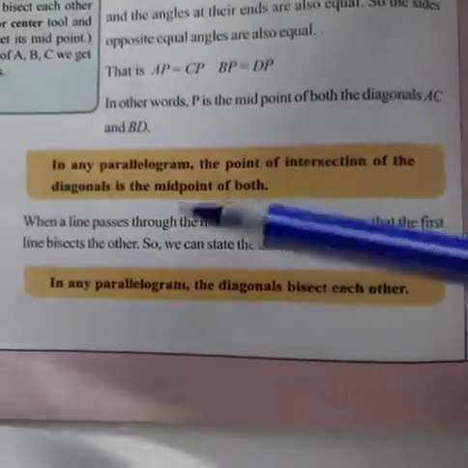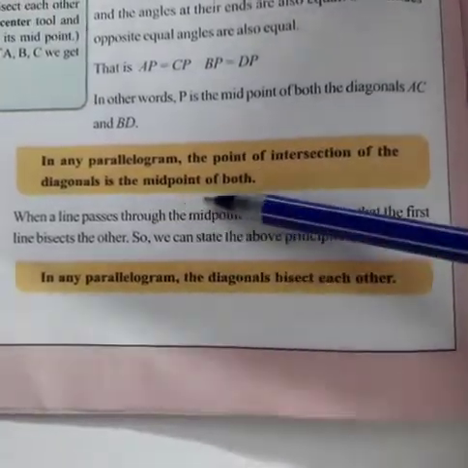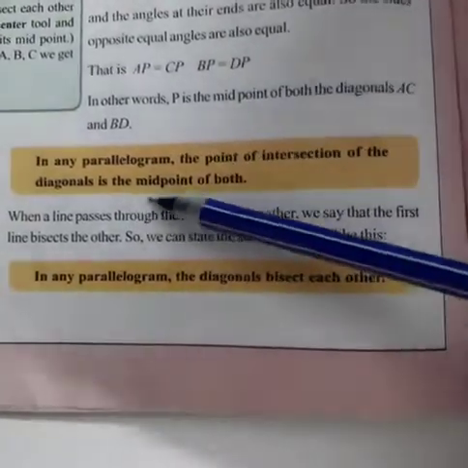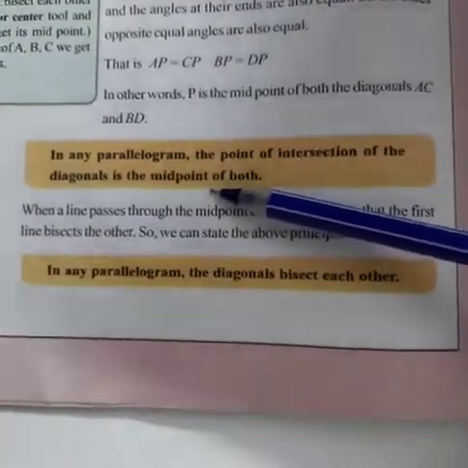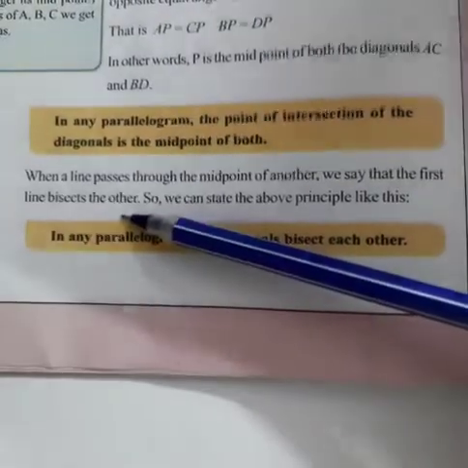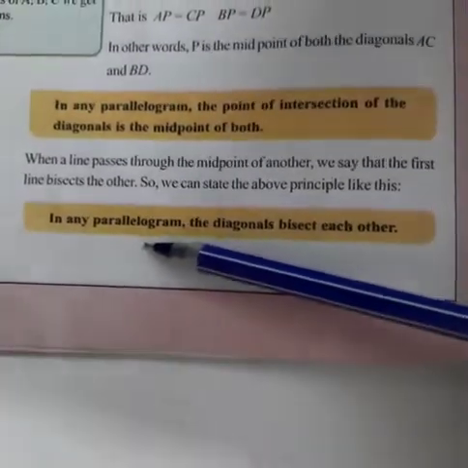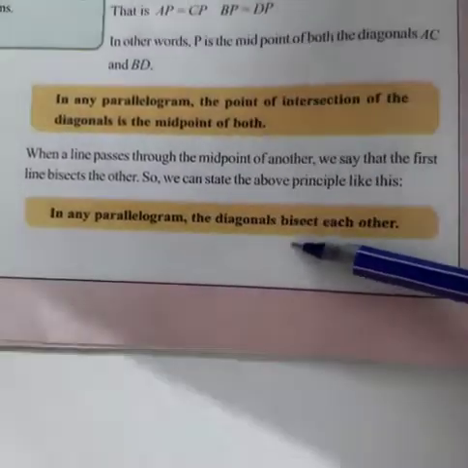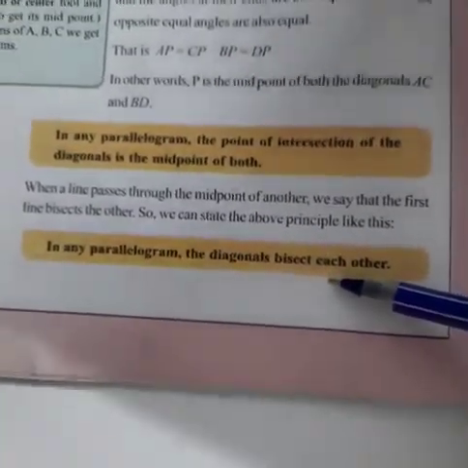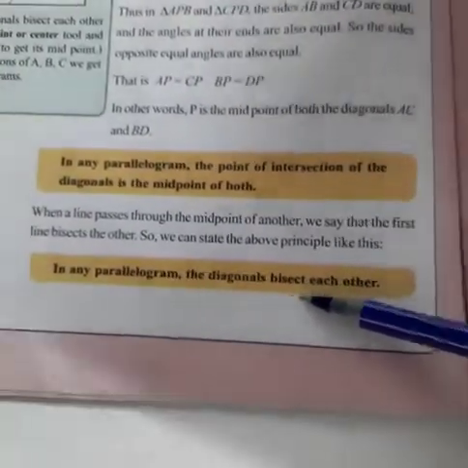From this we can write, in any parallelogram, the point of intersection of the diagonals is the midpoint of both. When a line passes through the midpoint of another, we say that the first line bisects the other. So we can state the above principle this way: in any parallelogram, the diagonals bisect each other.